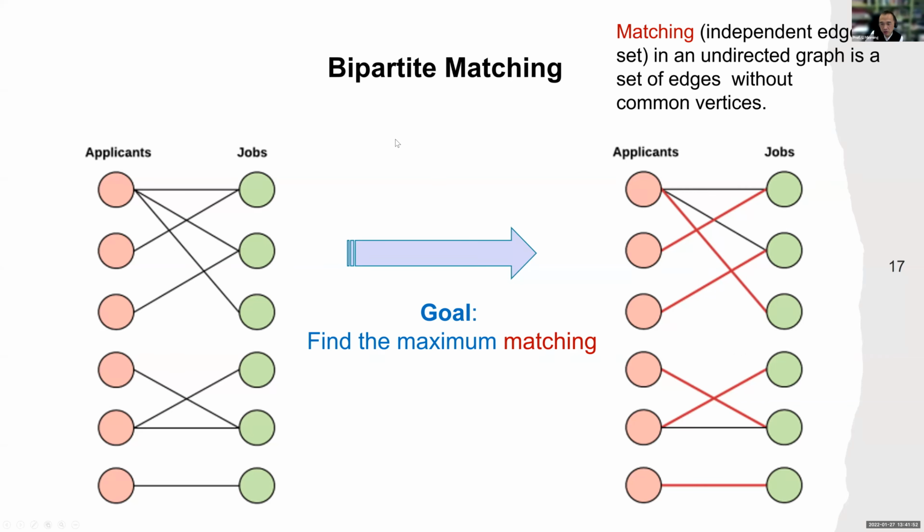For example, here you assign 6 applicants to 6 jobs, so basically it's the best you can do. It's also called a perfect matching. But sometimes you may not be able to get 6, maybe you can only get 5. Well, if 5 is the largest possible number, it's also fine. So that's the definition of matching.